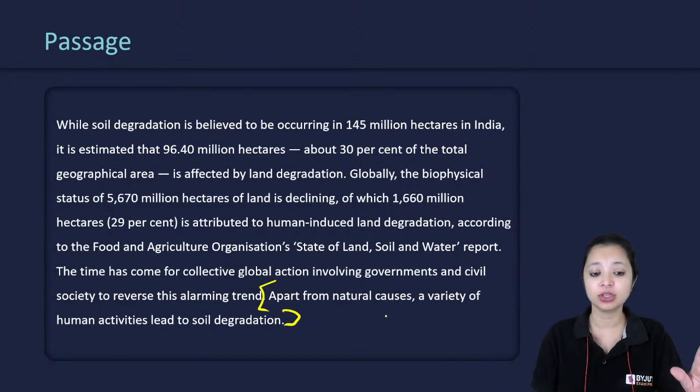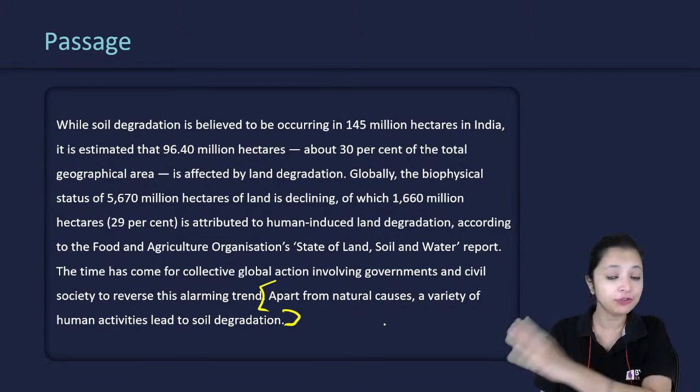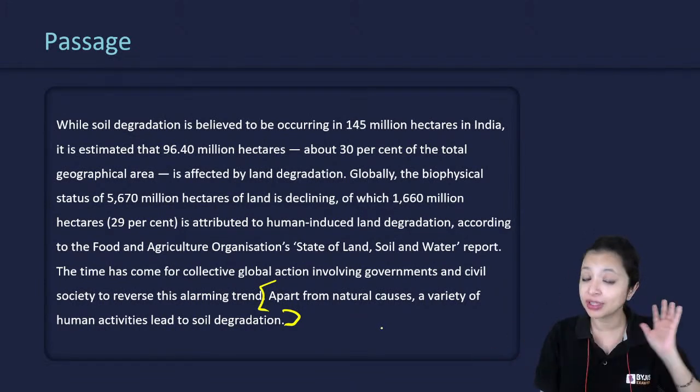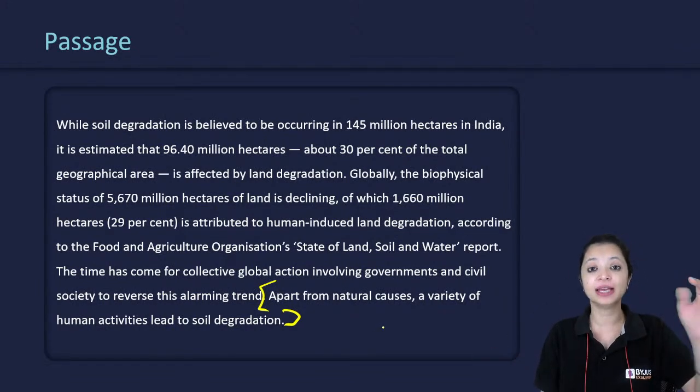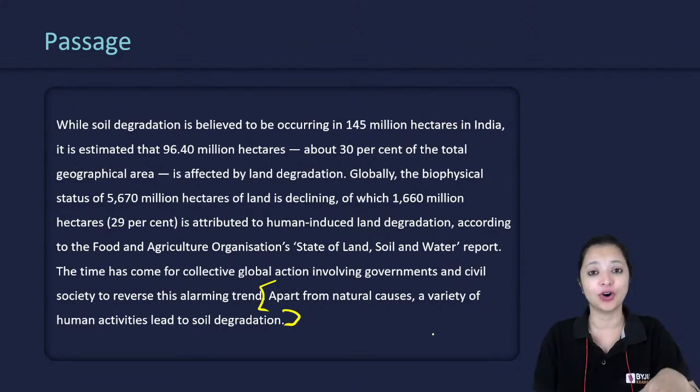Apart from the natural causes, a variety of human activities also. So you can think of natural causes, you can think of human activities. Even if you did not read the remaining paragraph, you can think of it in your head. Natural causes can be soil erosion, floods, landslides. Human activities, obviously, now that we have read the paragraph, we know it's the use of pesticides, insecticides, plastic, and many more chemicals going into the soil. So that could be human activities, but ultimately they are adding on to the soil degradation. This line is the only important line in the paragraph.